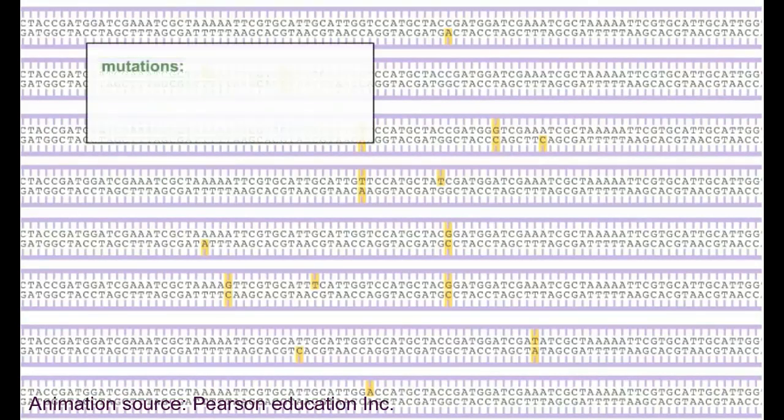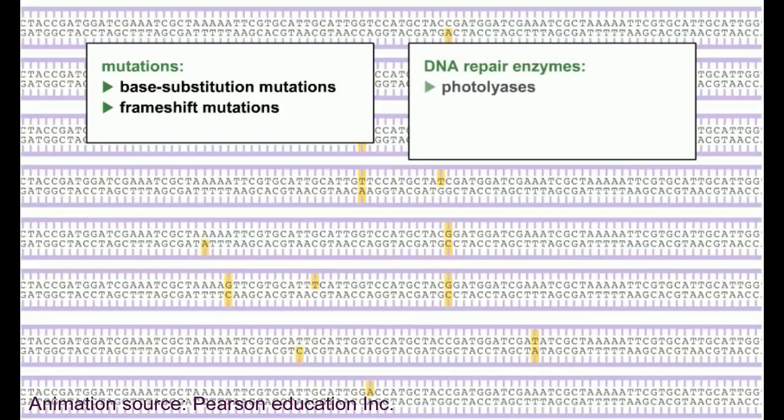There are two main classes of mutations: base substitution mutations and frame shift mutations. Cells have evolved several methods of dealing with mutations, including photolyases, excision repair enzymes, and mismatch repair enzymes.